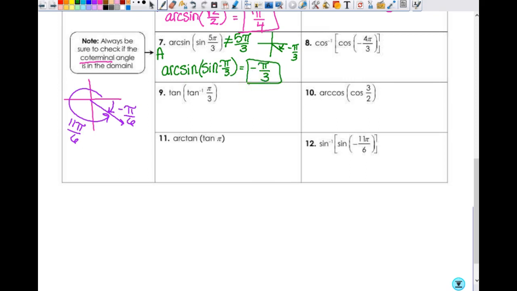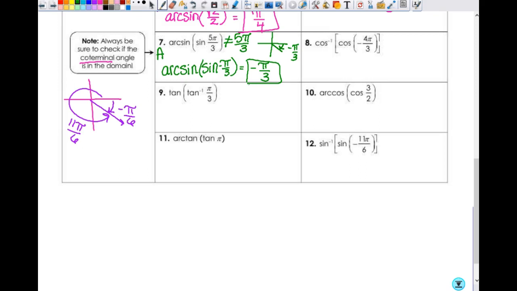Here's another option, because really the reason you have to have the rule is for when you get weird stuff that you don't know the answer to. But I could have found the sine of 5 pi thirds. The sine of 5 pi thirds is a negative square root of 3 over 2, right? And then the arc sine of negative square root of 3 over 2 would give me that negative pi thirds. It's another way to work through it. But you just have to use that rule when you can't calculate the stuff yourself.